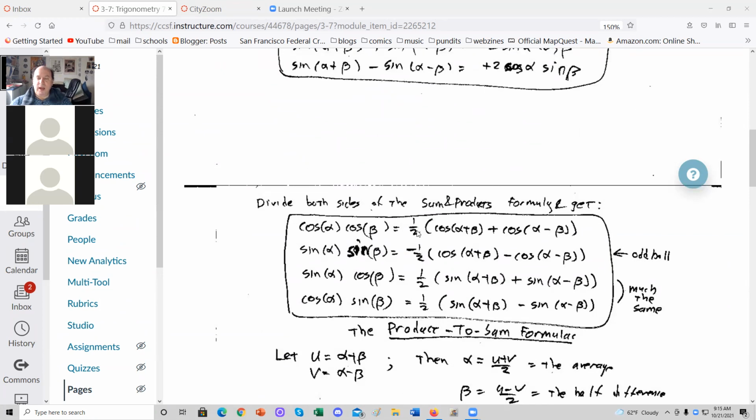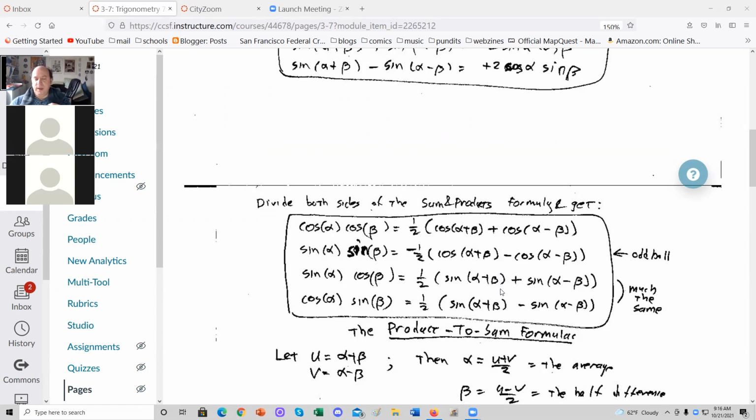Cosine times cosine is 1/2 of cosine of sum plus cosine of difference. Sine times sine is minus 1/2 of cosine of sum minus cosine of difference. This minus makes us the oddball among the formulas. Sine alpha cos beta is 1/2 of sine of sum plus sine of difference. Cosine times sine is 1/2 of sine of sum minus sine of difference. Actually, these are pretty much the same. If you swap these around and swap alpha and beta, you can turn one of these into the other. So it's not that important, but it works. So these are the product to sum formulas. A product of cosines and sines equals, well, 1/2 of a sum or a difference.